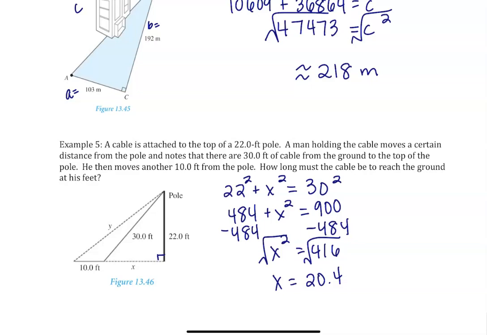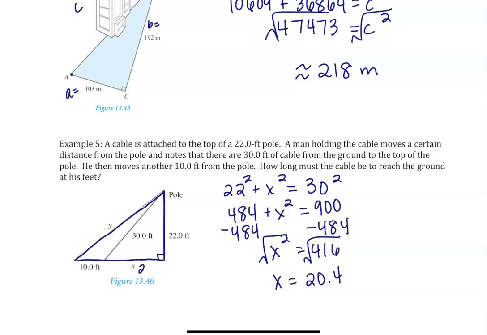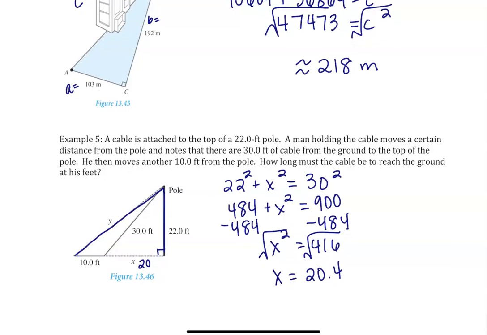Now, let's think about this larger triangle. So here, we're trying to find what length that would have to be. The pole is still 22 feet, but now we have to draw the entire triangle. It's tempting just to use that 10, but that 10 is not a length of the right triangle. So you have to actually go in and add that 20.4 that we just found. And so this overall length is actually 30.4.